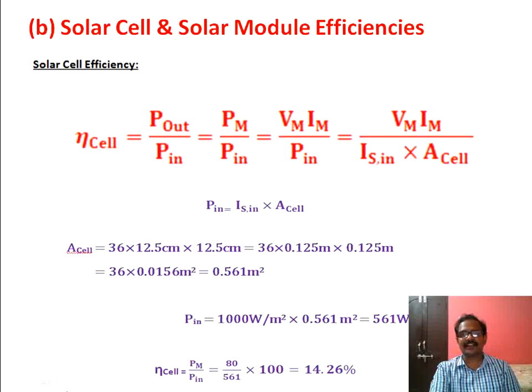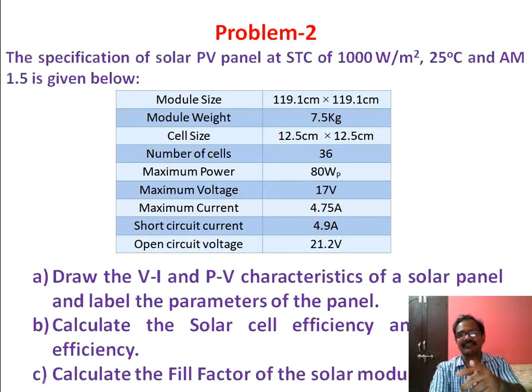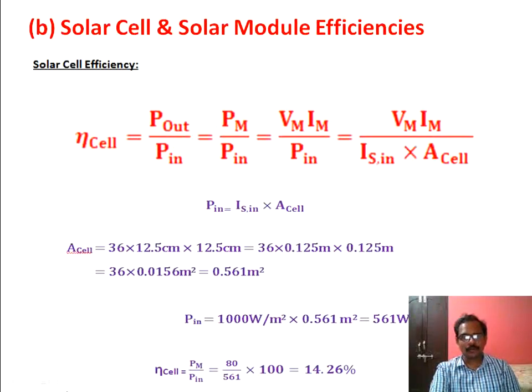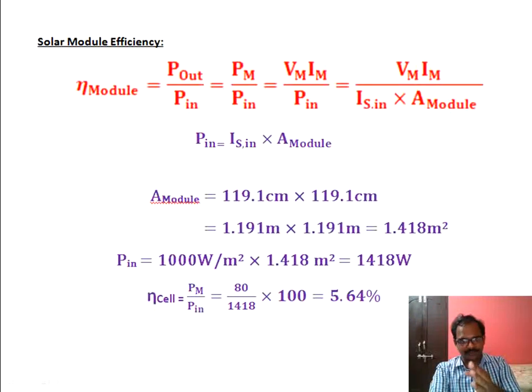The module area is already given in the problem, which is 119.1 centimeter into 119.1 centimeter. So the area of the module is 119.1 centimeter into 119.1 centimeter. Convert it in terms of meters, multiplying with 10 to the power of minus 2. That is 1.191 meters into 1.191 meters. So the area of the module is 1.418 meter square. Now what is the solar input power? 1000 watt per meter square into 1.418 meter square. Therefore it is 1418 watts, the solar input power.